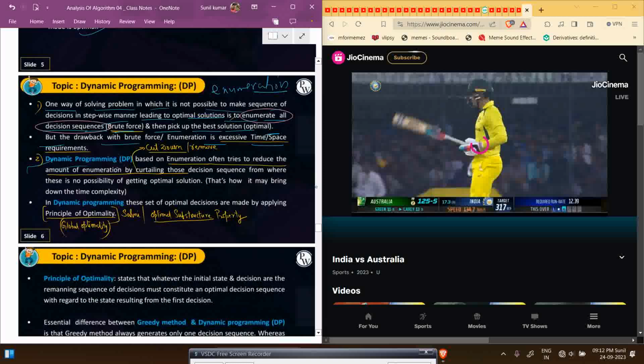Based on enumeration, it often tries to reduce the amount of enumeration by curtailing those decision sequences from where there is no possibility of getting an optimal solution. That's how it may bring down the time complexity.